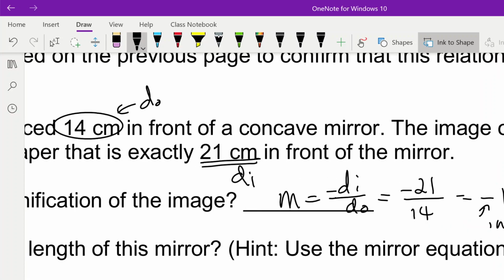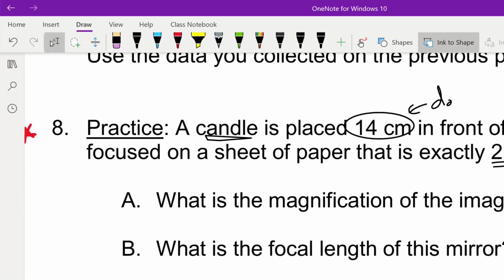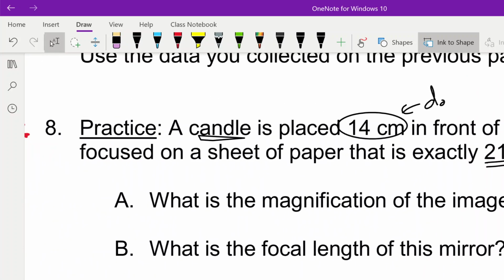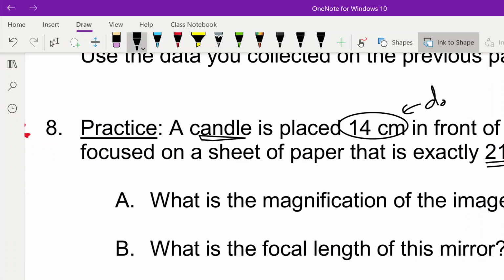And that's it. Now, in the next question, it says, what is the focal length of this mirror? Well, to do that, we'll use the mirror equation, which is 1 over dO plus 1 over di equals 1 over f. Now, this is one of the things that we arrived at last week. So now I plug in the numbers. I go 1 over 14 plus 1 over 21 equals 1 over f.